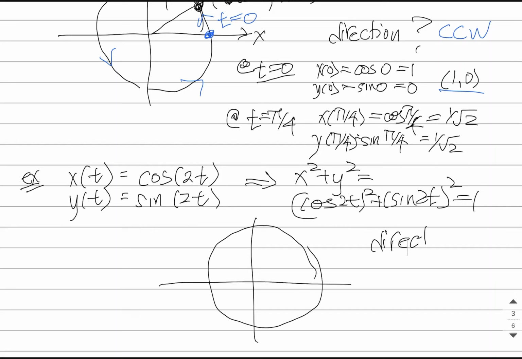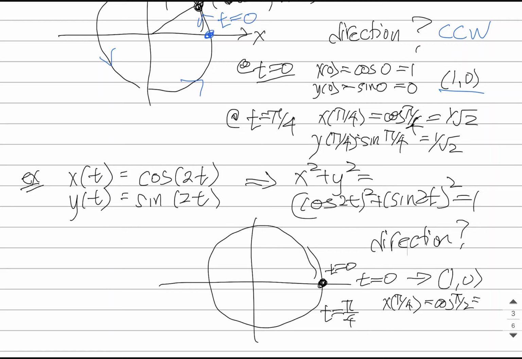If we wanted to talk about the direction again, if we were to ask about time 0, we would still get the point 1, 0 at the beginning here. So there's our time 0 time. But if we were now to put in pi over 4, we would get that x of pi over 4 is the cosine of pi over 2. Remember, there's a factor of 2 on the inside. So that would be 0. And y of pi over 4 would give us sine of pi over 2, which would be 1.